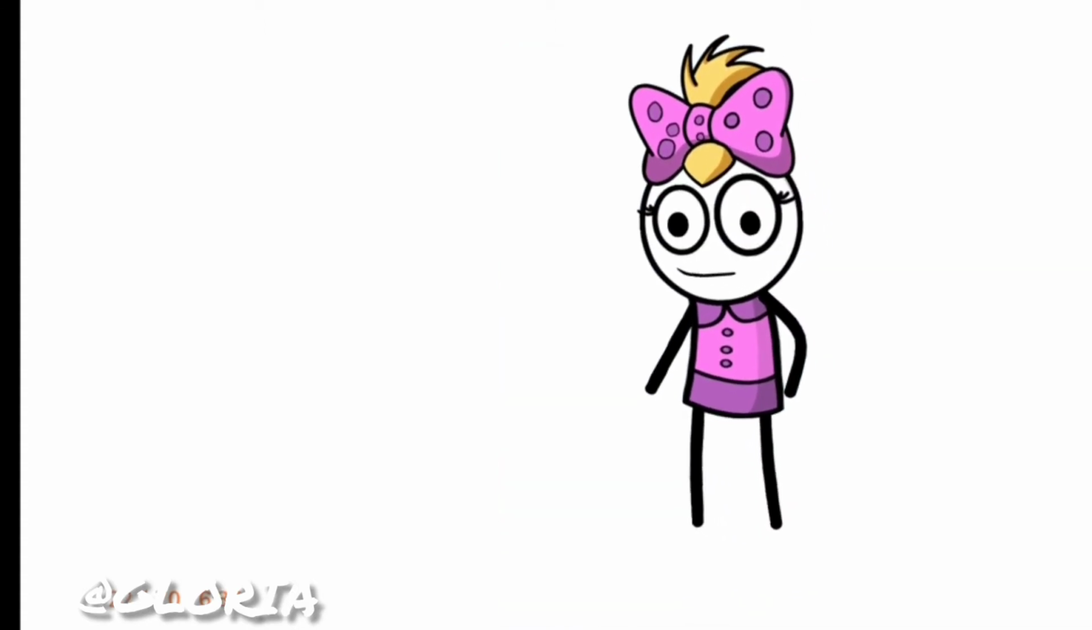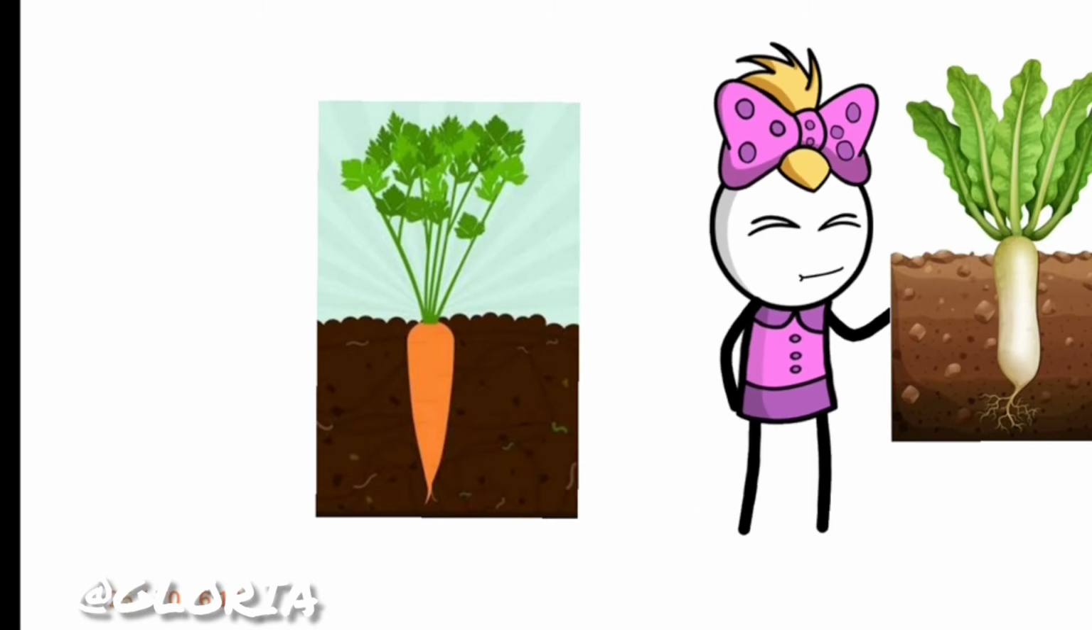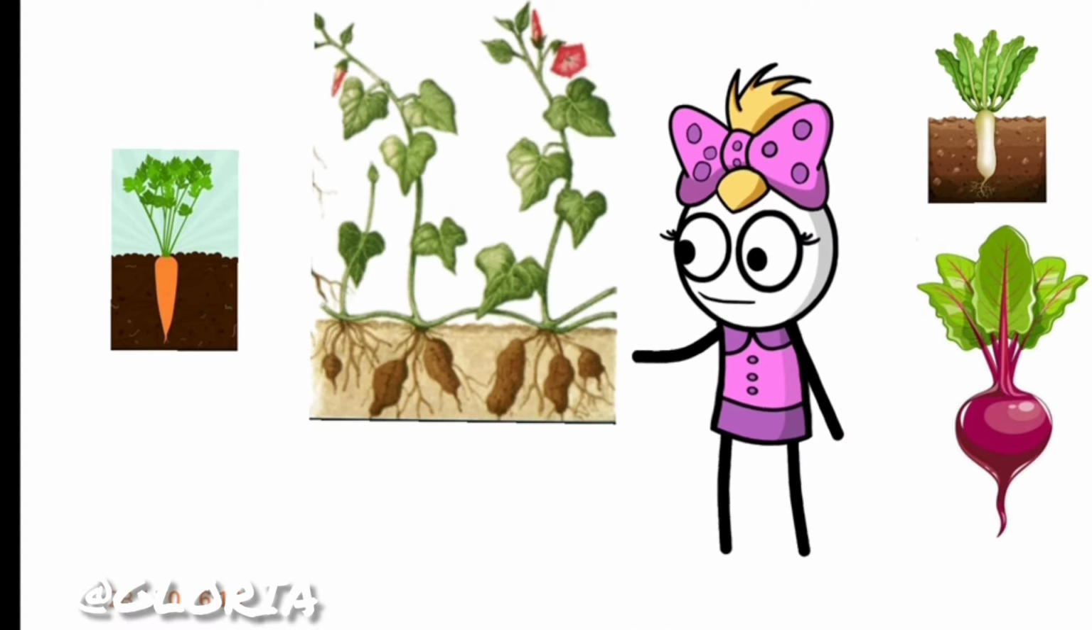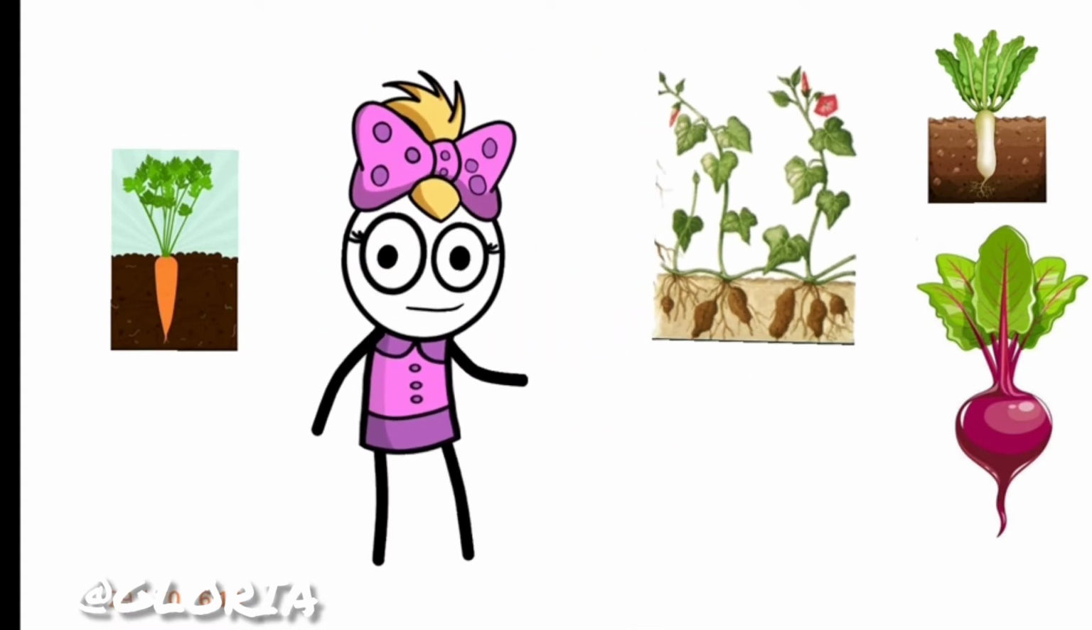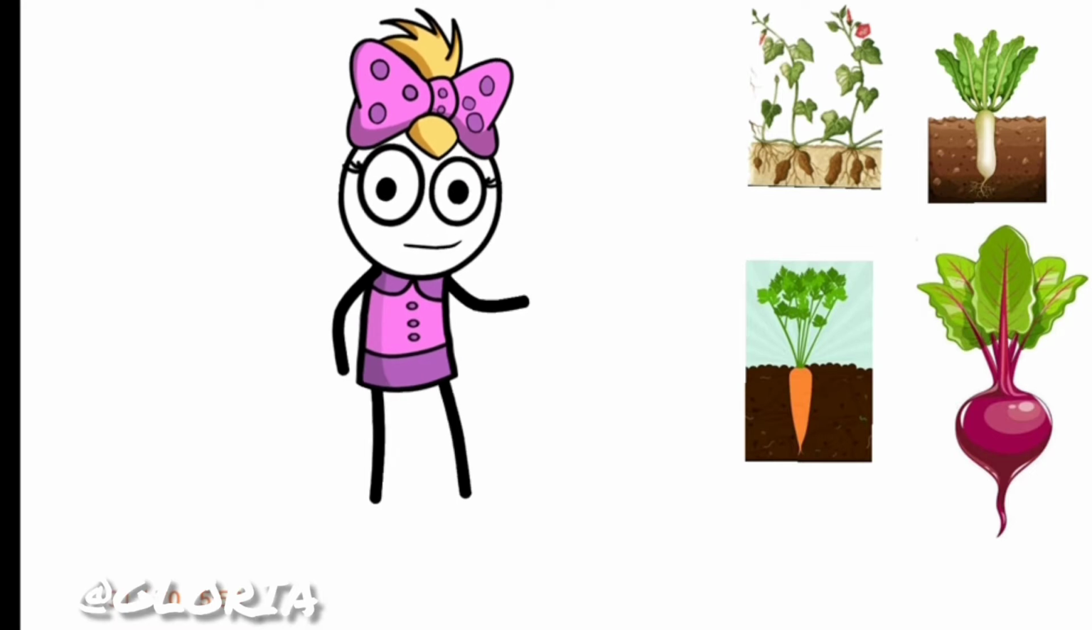We have learned two functions of roots. One more function is there, that is, roots of some plants store food. Look here, the food stored by carrot, radish, beetroot and sweet potatoes. We used to eat them, right? And they are the roots of those plants. So we call these roots as storage roots.